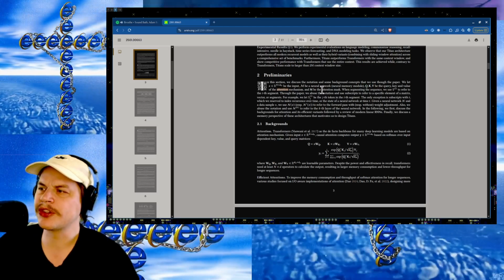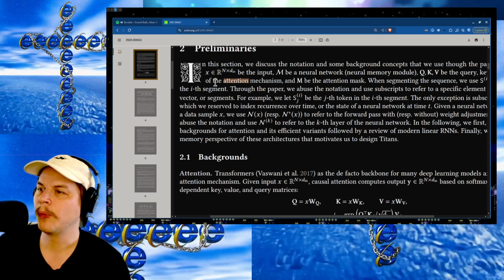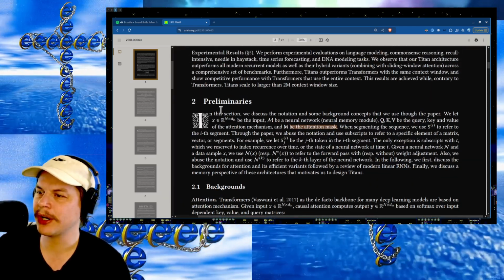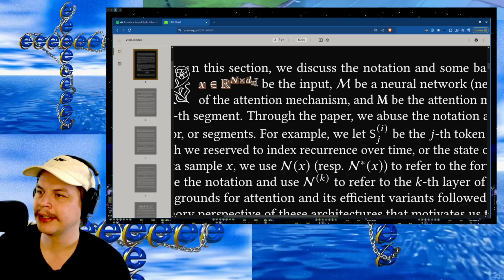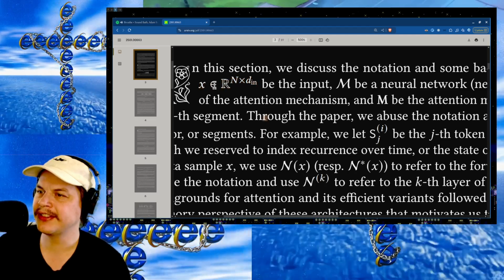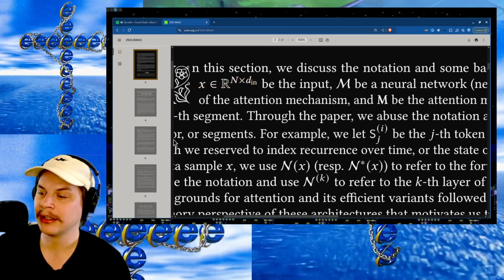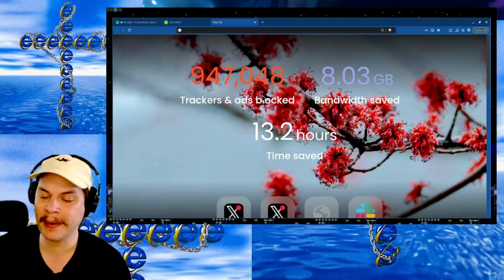All right, so in this section, we'll discuss the notation and some background concepts that we'll use in the paper. We let X, this is the magic we want to know. X, what's that symbol? Is that R^(N x d_in)? What do any of these mean? Okay, here's what we have to do. There's only one way to do this.